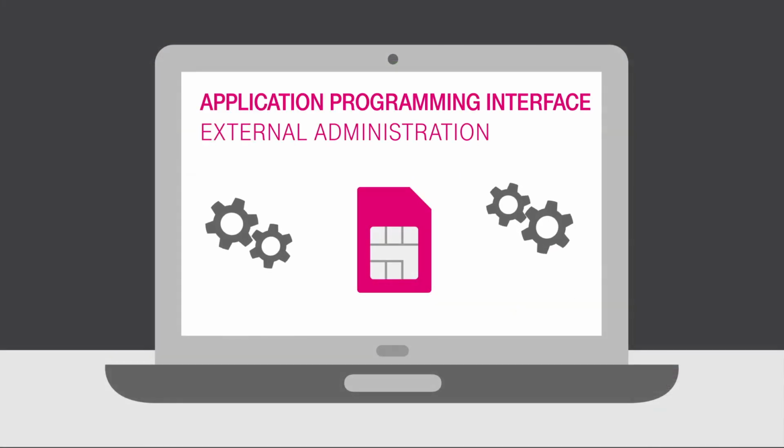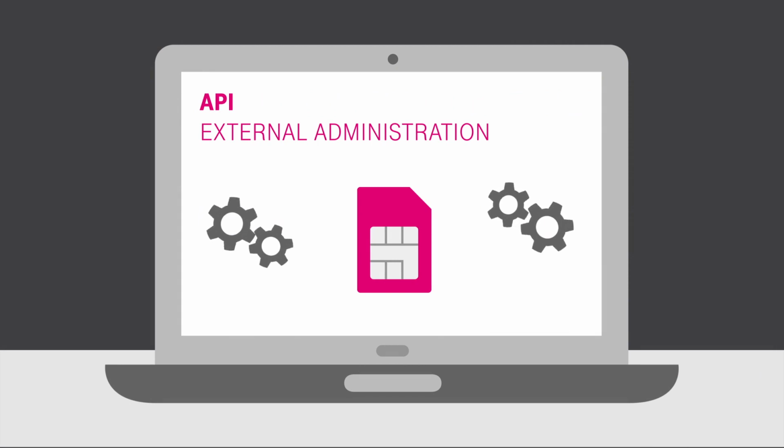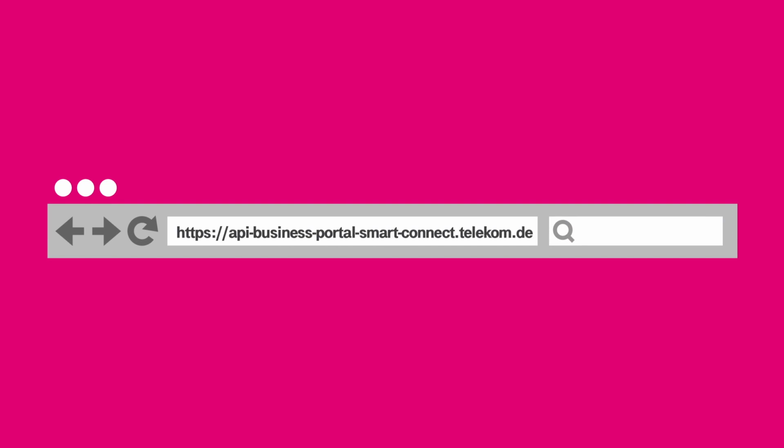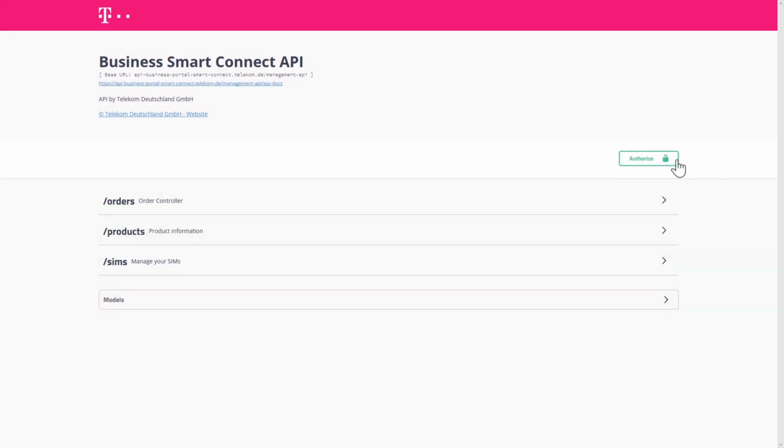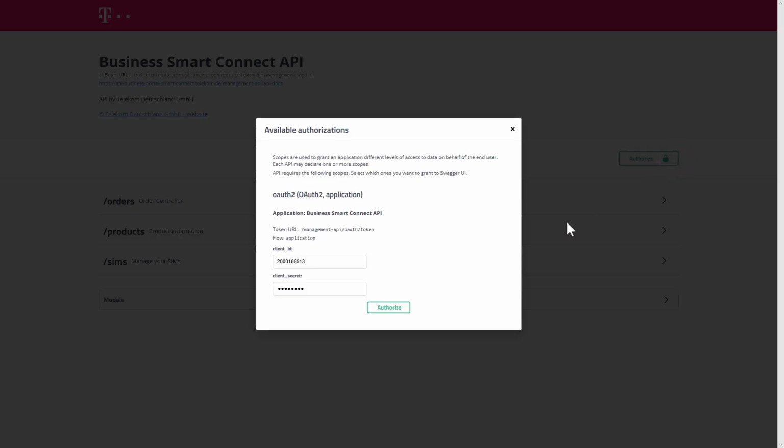Using the Application Programming Interface, or API for short, SIM cards can also be administered directly via external platforms. The API allows information to be automatically received about your SIM cards without using the customer portal and enables the integration of all relevant SMS functions into the customer's own software environment. To open the API, go to api-business-portal-smart-connect.telekom.de. To start, click on the Authorization button and enter your credentials from the Business Smart Connect portal.